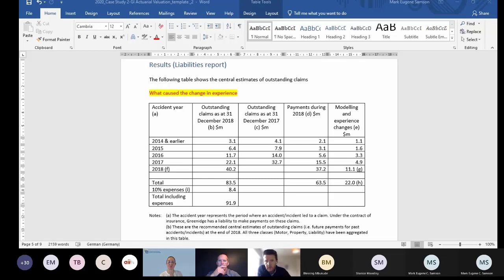So if you look at the total that we held last year at 31 December 2017, we had 4.1 million for 2014. We had 7.9 million for 2015. If you were to add up all those four numbers, that gives you 58.7 million. Just take my word for it. And then if you add up the modeling experience changes in column E for the same four accident years, that's 10.9 million. So last year we held 58.7 million for those years, but they've now increased in total by 10.9 million.